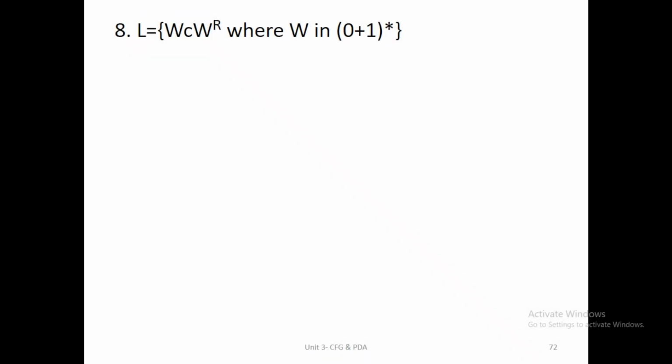Welcome to the TOC class for the conversion of context-free language to push-down automata. So in this problem, W means it is a string which contains the symbols 0 and 1. The previous problems contain the standard notation.